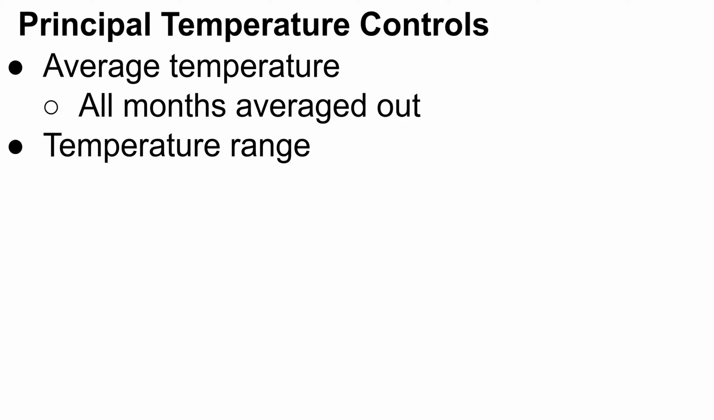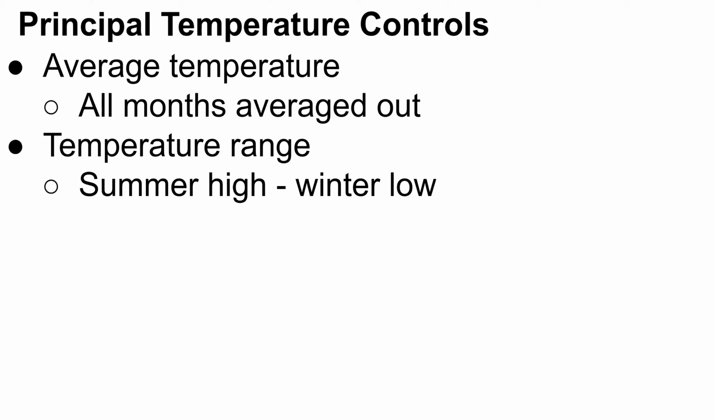Temperature range is the other temperature factor that we're going to talk about, the other element of analyzing temperature with regards to geography. The temperature range is the summer monthly temperature minus the winter monthly. So the summer high average temperature minus the winter low average temperature.